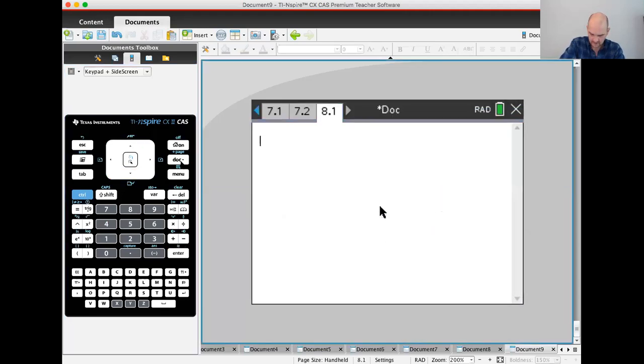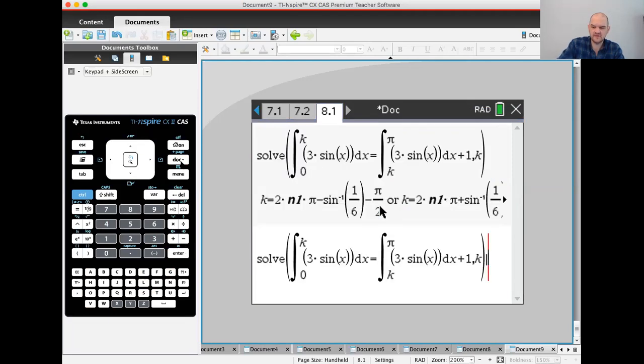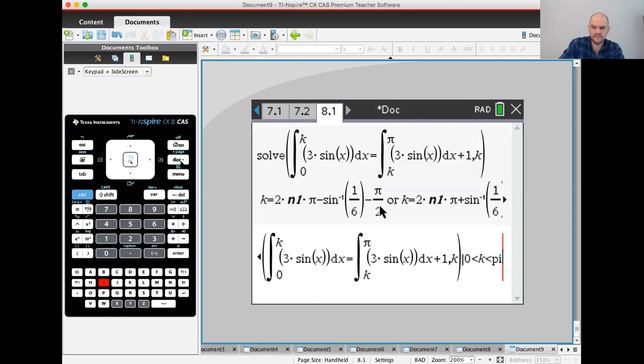So I'm on problem 8. Wow, getting up there. So I want to try to solve the integral of 3 sine of x, comma x from 0 to k is equal to the integral of 3 sine of x, comma x from k to pi, and then I need to add 1, and then I want to solve for k, and I think that's all I need to do. Okay, then I want to put in such that 0 is less than k is less than pi.